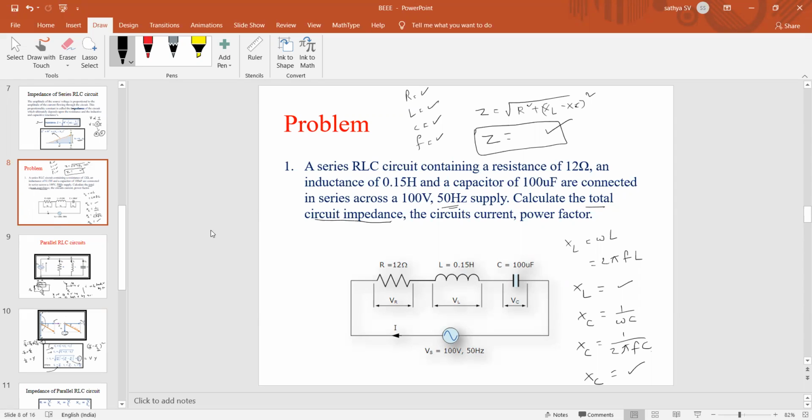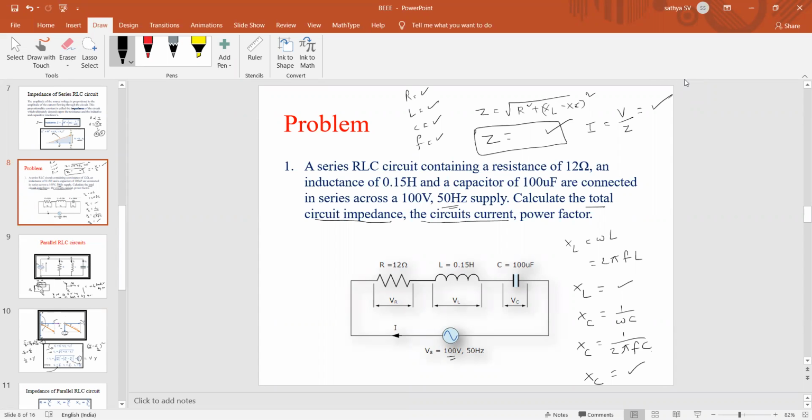Once the impedance is calculated, what is the formula for current? I equals V by Z, right? The V value is given as 100 volts in the data. So 100 divided by whatever value you obtained, substitute. So will you obtain the current now? Total circuit current. Clear how to calculate the circuit current now?